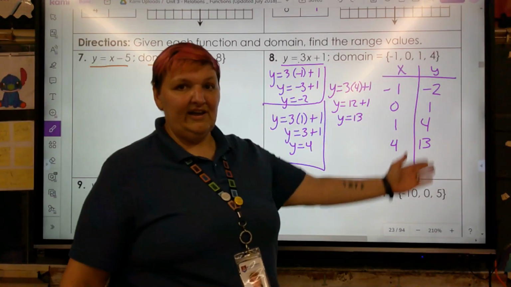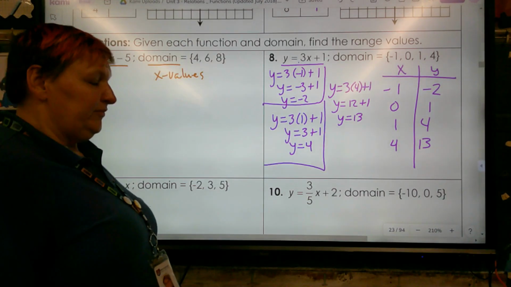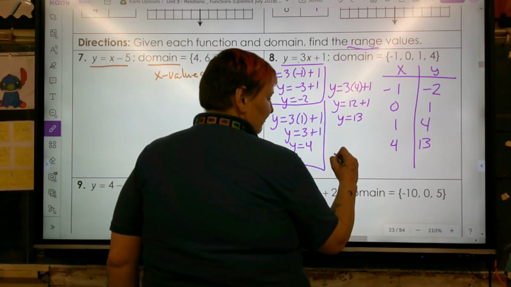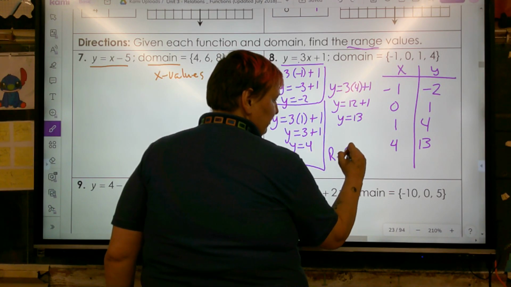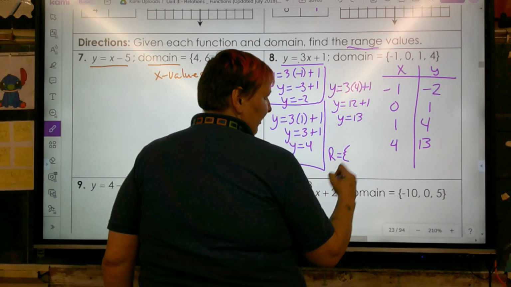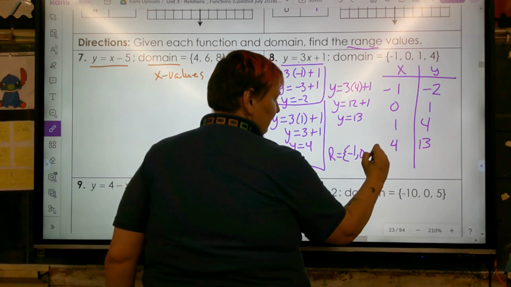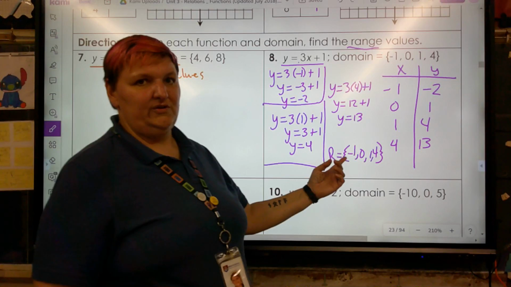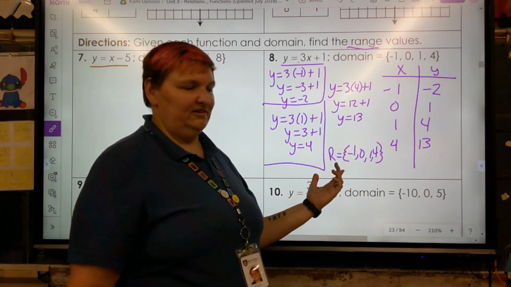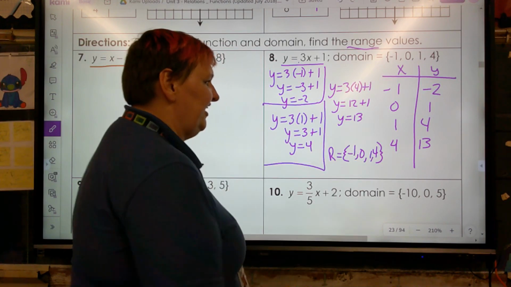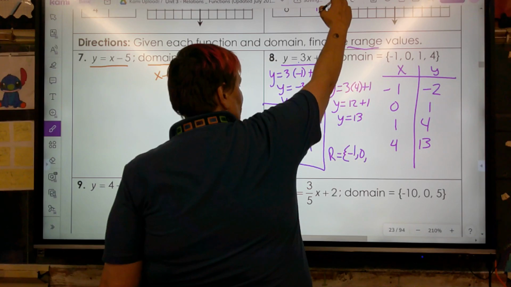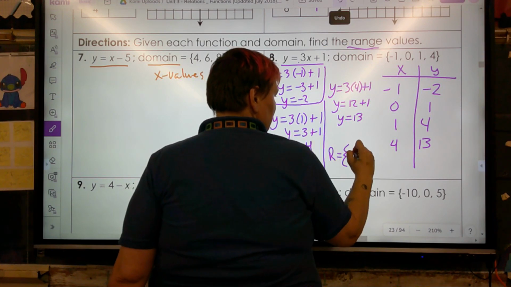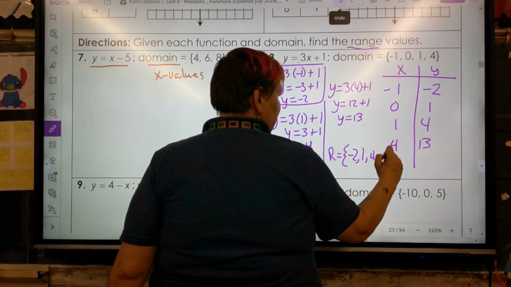I'm okay with you leaving it like this. But if they specifically ask for the range like this, you can make it range, right? You can put the range, the R, and you can put the little doohickey, and then just put them in there. In case they want you to do that, you just need to remember that's why we learned to do that. But basically, actually I just put the domain in there. I hope you caught that. Right, our range are the y values, -2, 1, 4, and 13.